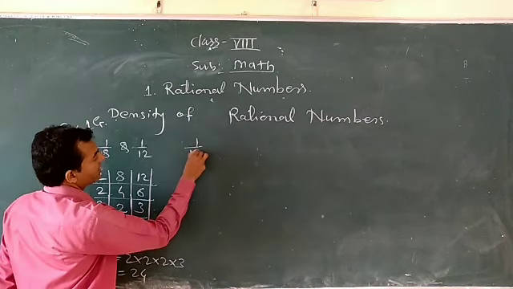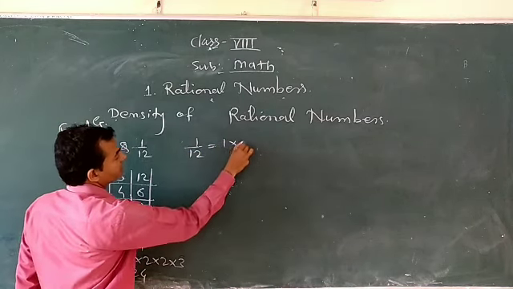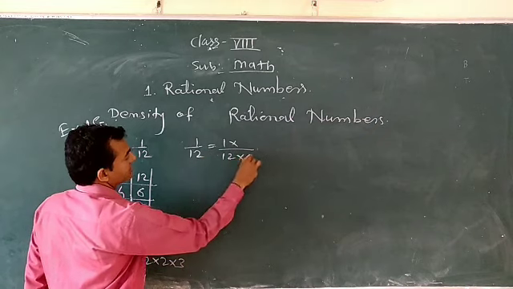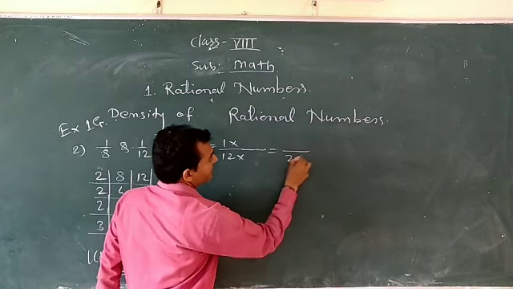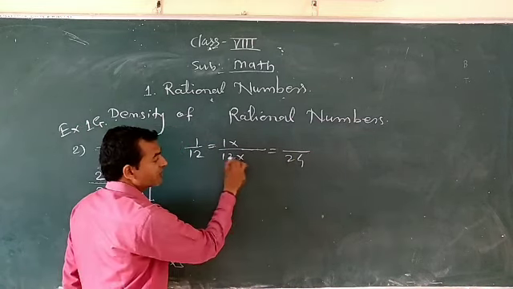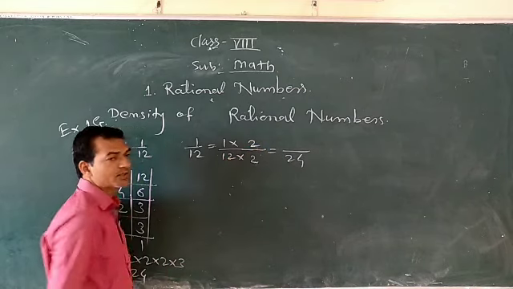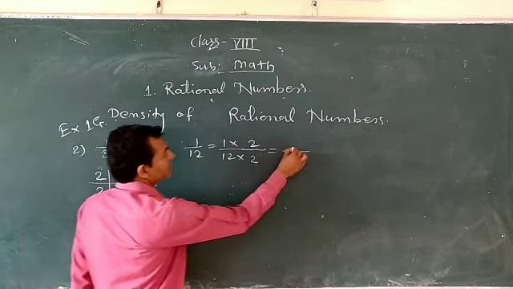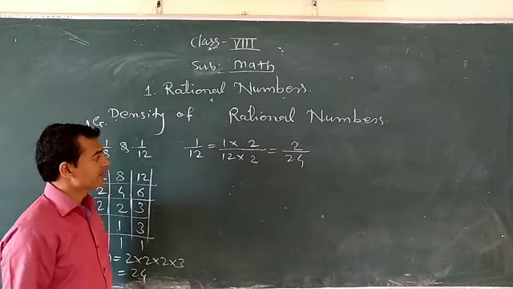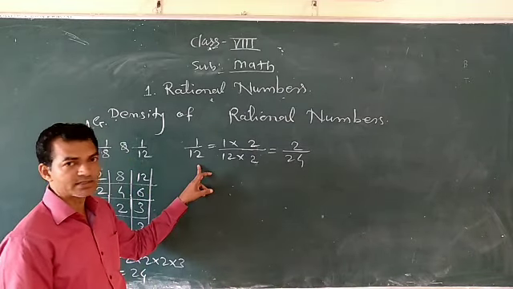So 1 by 12 is equal to 1 into something, and here 12 into something. Okay, so you have to make it 24. 12, how many times is 24? 12 times 2. So you have to multiply it here also by 2. So you can get 2 by 24. Okay, again if you simplify, you get the same answer.